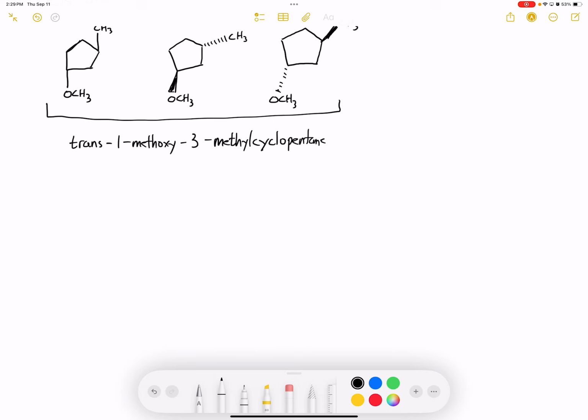All right, cis is kind of the same thing. So instead of drawing it on opposite sides, you would draw it on the same side. So I'm going to say this is pointing down, and this is pointing down. Okay, and then you could do it both wedged or both what? Dashed. Good.